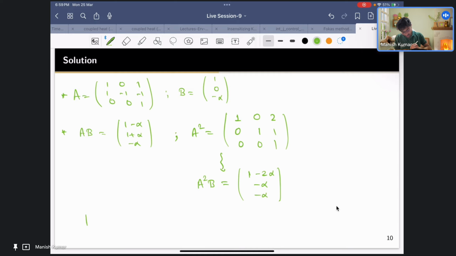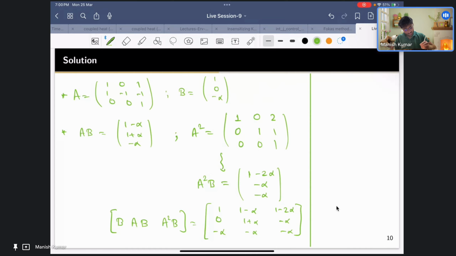Now you can write the Kalman matrix. So B, AB, A square B is given by the columns (1, 0, minus alpha), (1, 1 plus alpha, minus alpha), and (1 minus 2 alpha, 1 minus alpha, minus alpha). Now we have to check whether it has full rank or not, and for what values of alpha it will have full rank.